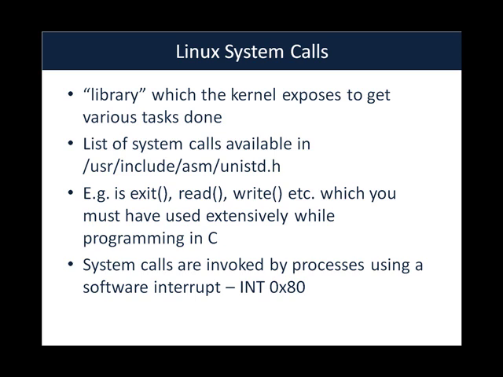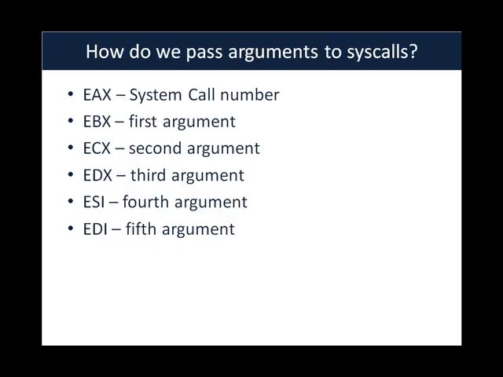The other thing to know is that, let's say there is a system call such as exit or read, then you would need to pass arguments to that system call. Now, how do you do that in assembly? This is where the CPU registers which we spoke about in the first video come in. Whenever you are going to invoke a Linux system call, you need to load these registers with the appropriate arguments which the system call will require.